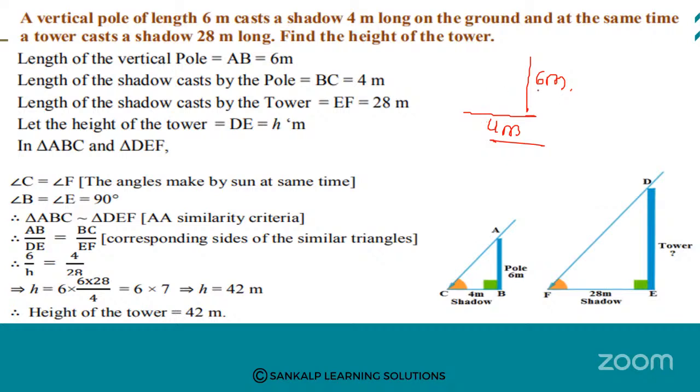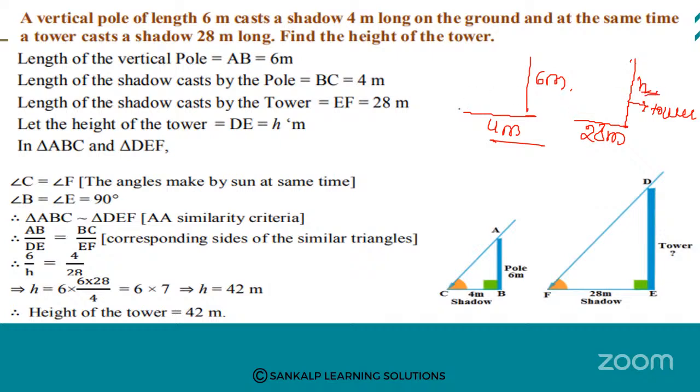At the same time a tower casts a shadow. There is a tower. This tower is also forming a shadow. That shadow is of 28 meter long on the ground. Find the height of the tower. So this height we want. Okay, this is the tower and tower height H we don't know. So we need to find out the height of the tower.